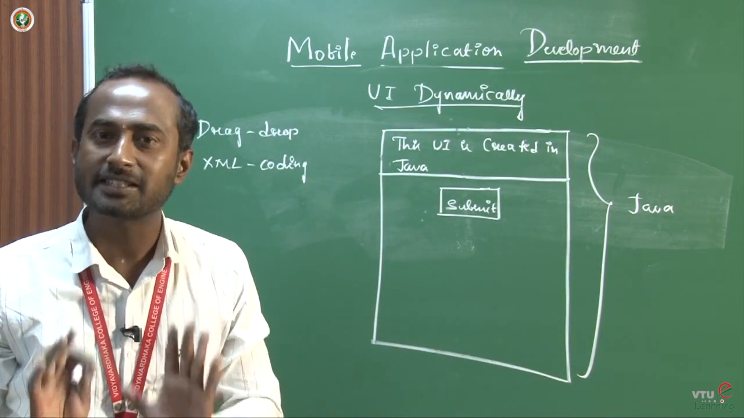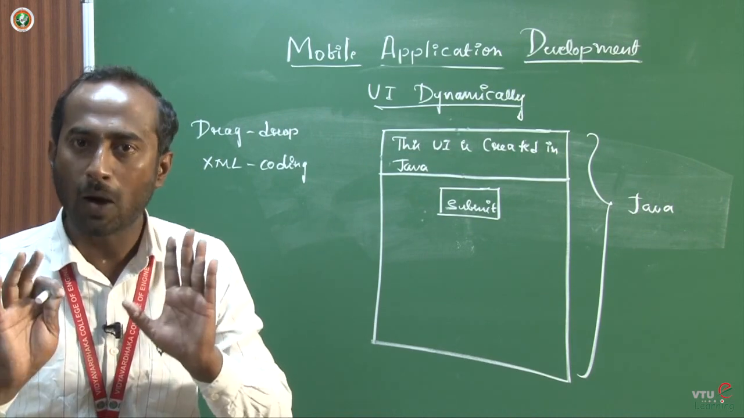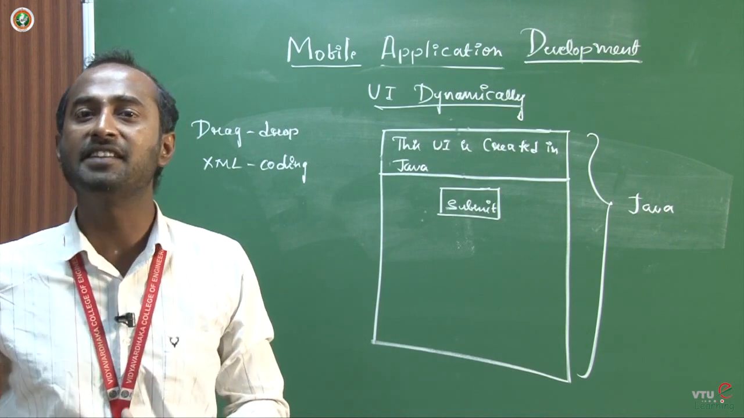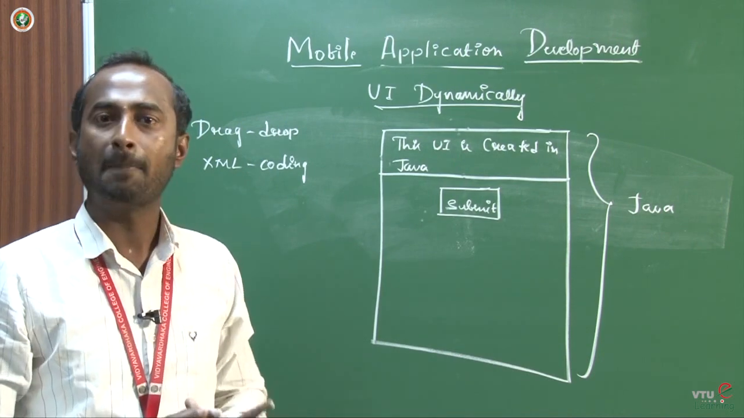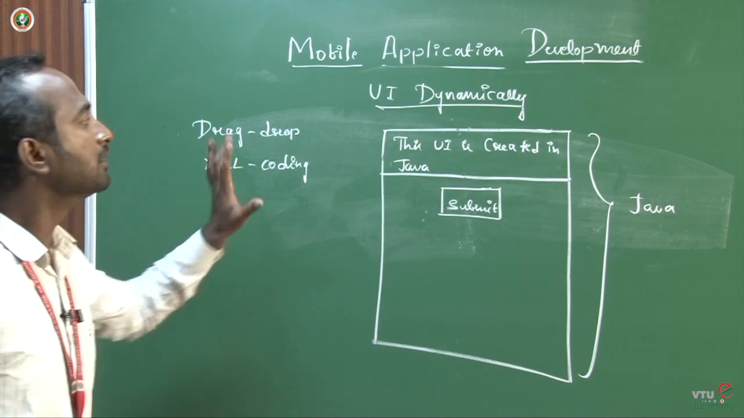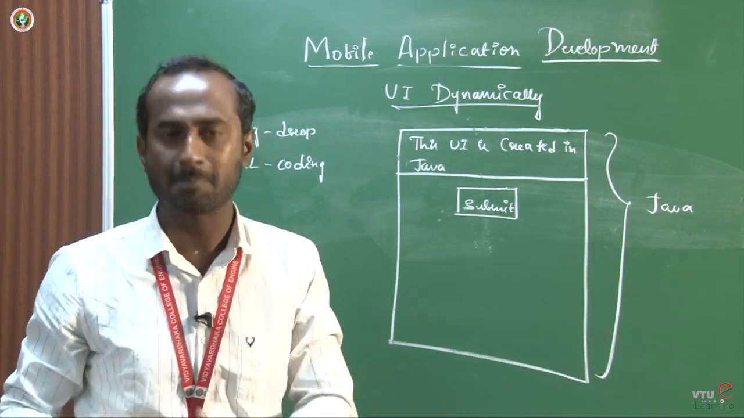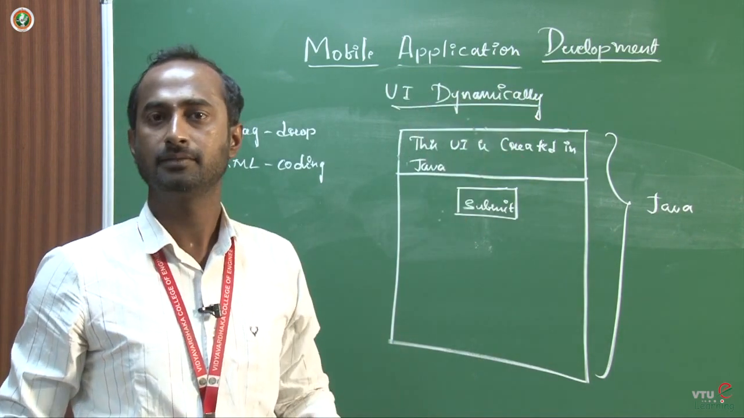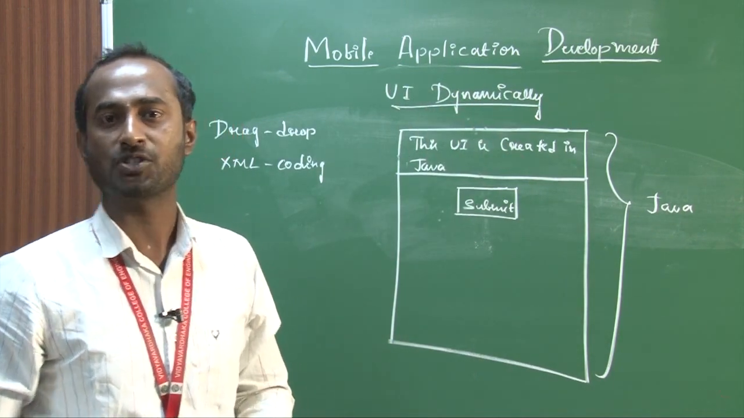So you have to just define the parameters and create an instance of those particular components, and you can create the UI using the Java part only, without using the drag and drop feature and XML coding. This is what I'm going to demonstrate in this particular example: creation of UI dynamically. Let's start the demonstration.